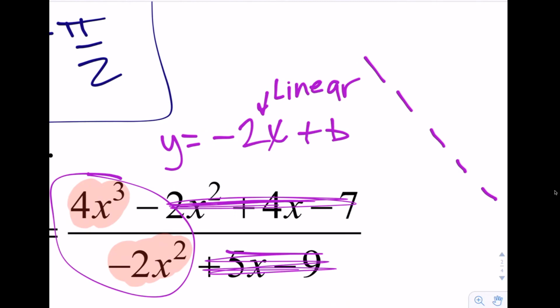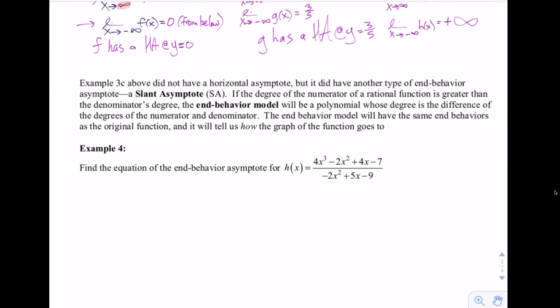The y-intercept. And we will find the y-intercept after lunch on example 4.